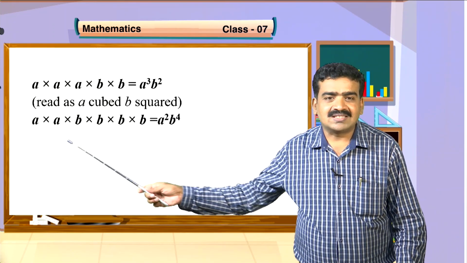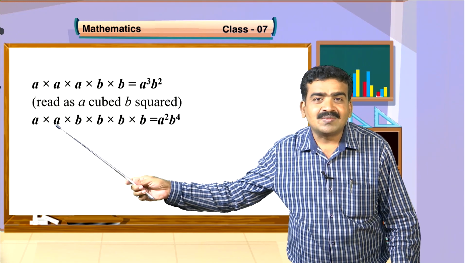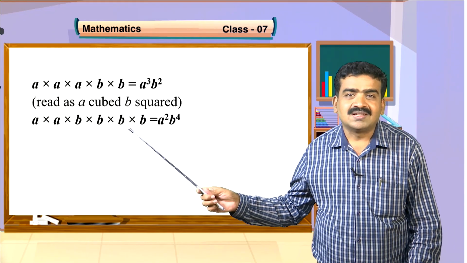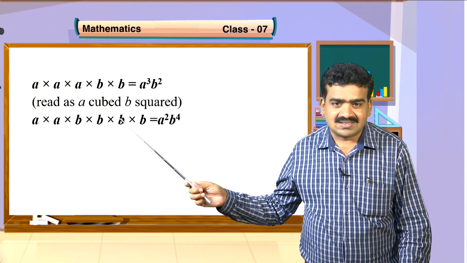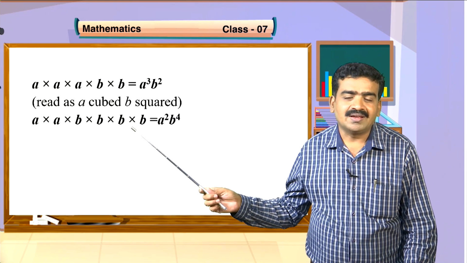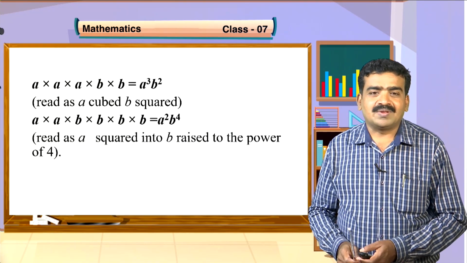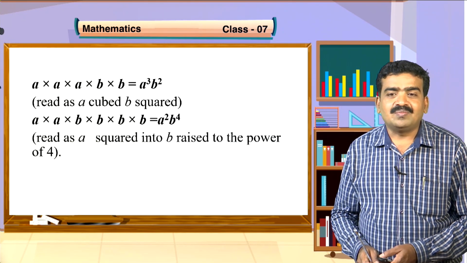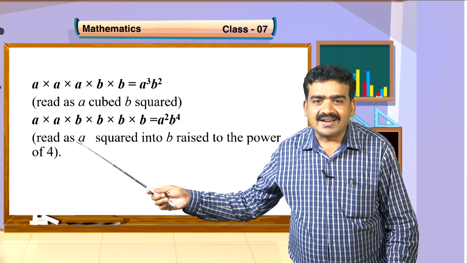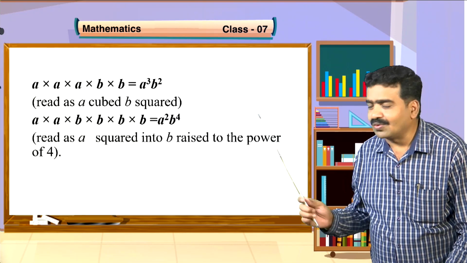Similarly, look at this example. Here a is multiplied how many times? A is multiplied 2 times and b is multiplied 4 times. The exponential form of a into a into b into b into b into b is a squared b to the power of 4, which can be read as a squared and b raised to the power of 4.